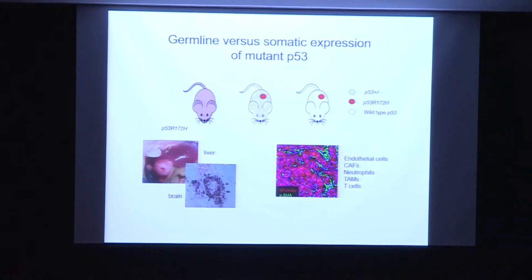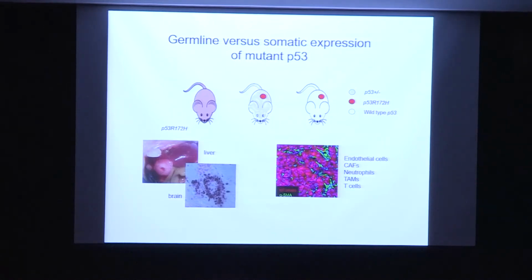But the way he manipulated the genome, the whole mouse is heterozygous for p53. So here in gray, the mouse has one wild-type and one null allele. And then the pancreas or the lung has a p53 missense mutation. So it's not really a somatic model.